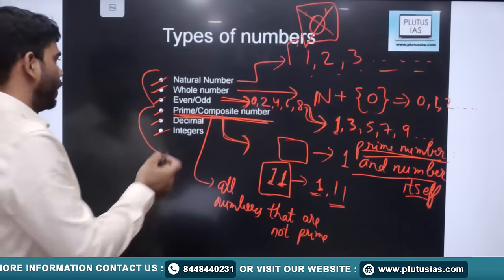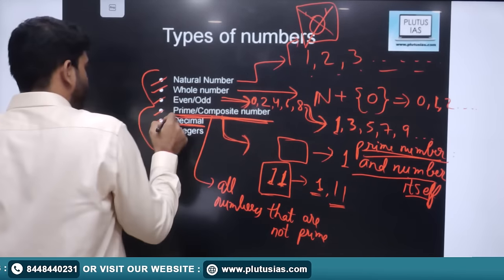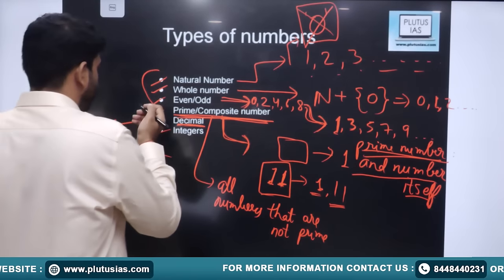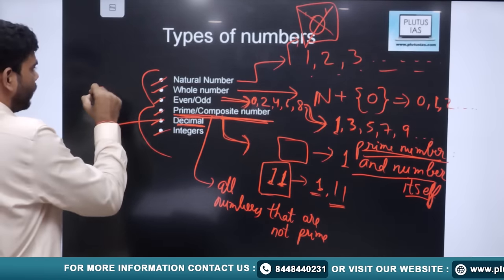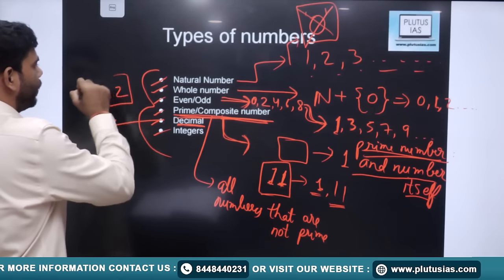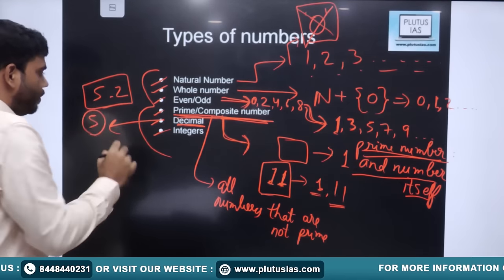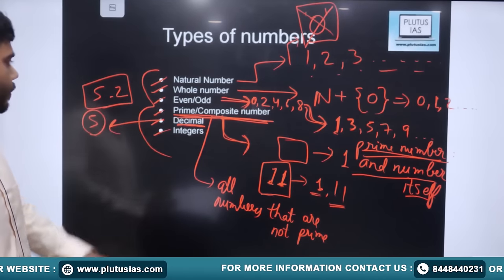Very simple thing. Then decimal. Decimal is also a very simple thing. Decimal numbers are any numbers which have a decimal place. Just like 5.2 is a decimal number because it has a decimal. If we say 5, 5 is a natural number. It does not have any decimal place in it.